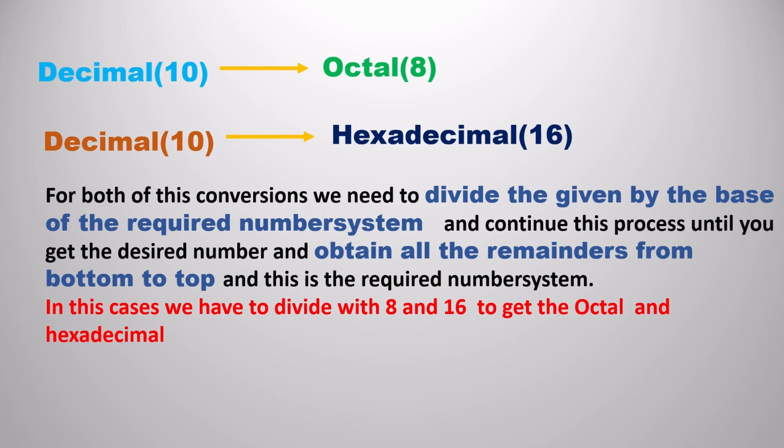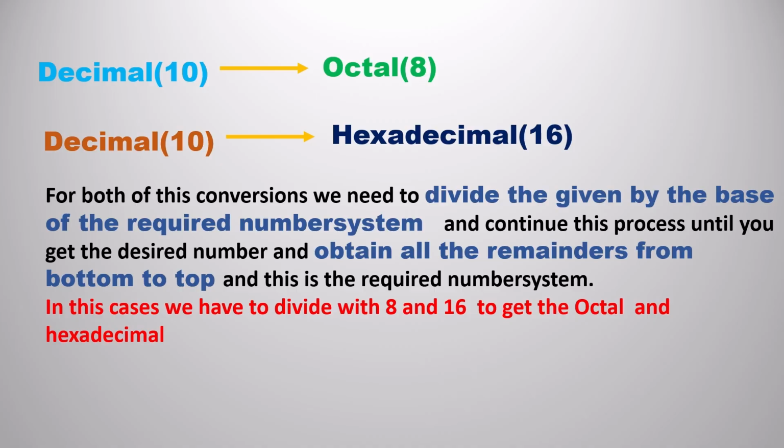So these two are left: decimal to octal and decimal to hexadecimal. There is a point that you need to know for these conversions. I will read the point, so listen carefully. For both of these conversions, we need to divide the given number by the base of the required number system. That highlighted part, I will read once again: divide the given number by the base of the required number system. So what is this?